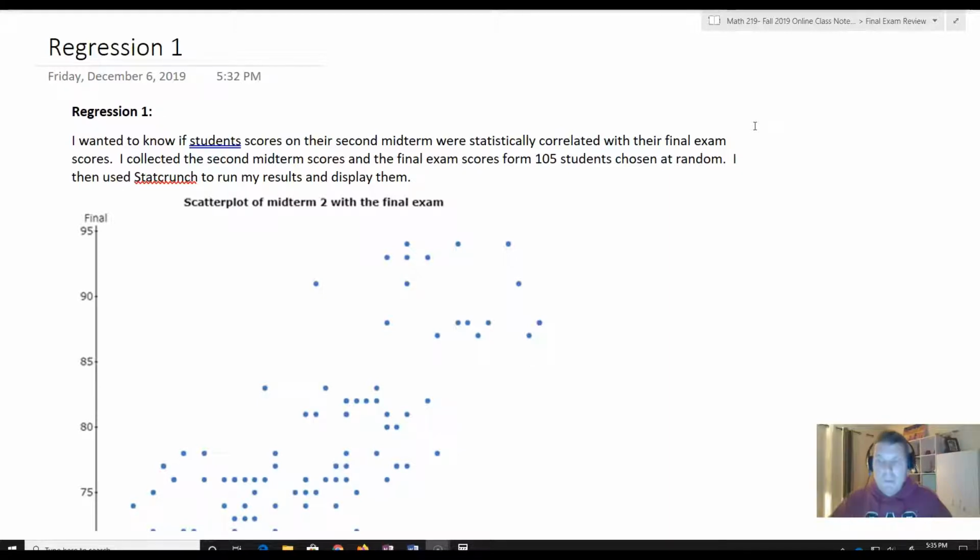Okay, so let's take a look at something like this, and let's see if we can get a hang of this. I wanted to know if students' scores on the second midterm were statistically correlated with their final exam scores. I collected the second midterm scores and the final exam scores from 105 students chosen at random. Then I used StatCrunch to run my results, and here's the display.